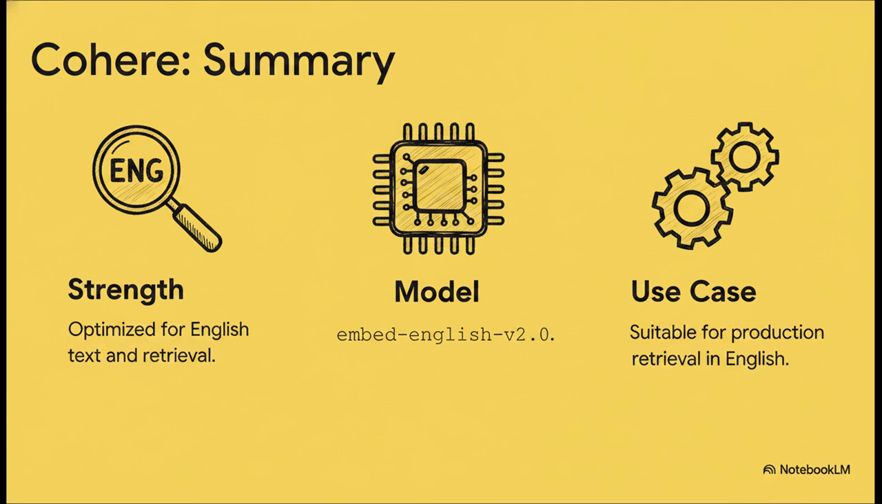So, Cohere is the specialist. It really shines when your main goal is lightning-fast and accurate semantic search, but specifically in English. If you're building a production system where that's the top priority, Cohere's embeddings are a seriously strong contender.